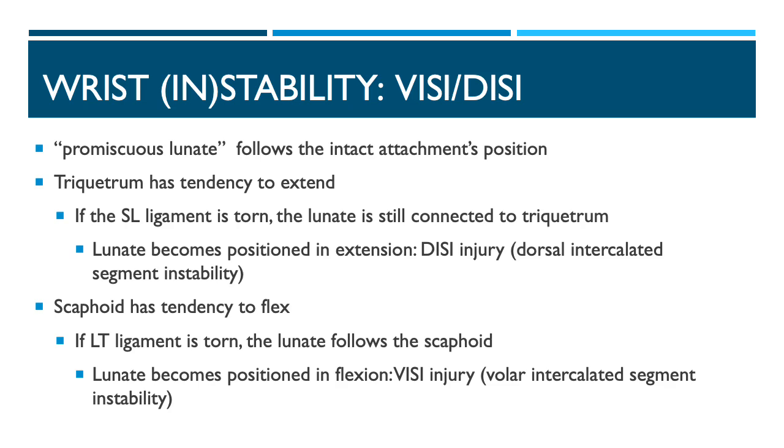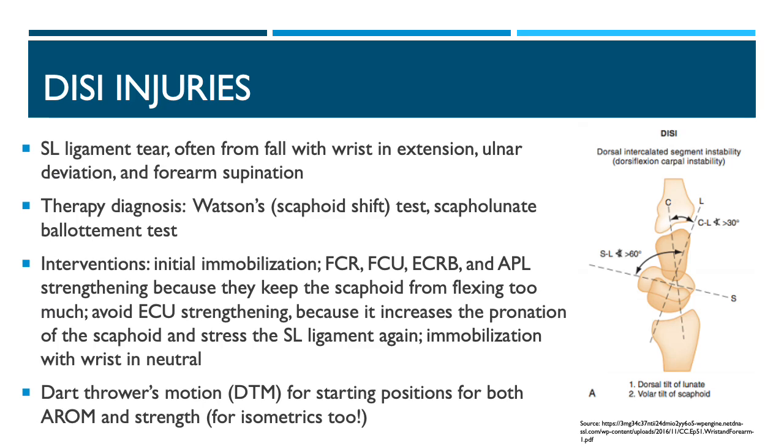So you want to make sure in your therapy you're being really gentle and really cautious and not just pushing to get people back to their injuries or back to their activities and potentially re-injuring them. So if you have one of these injuries, the dizzy injury comes from an SL ligament tear. Usually that's from a fall with wrist extension, ulnar deviation, and some forearm supination.